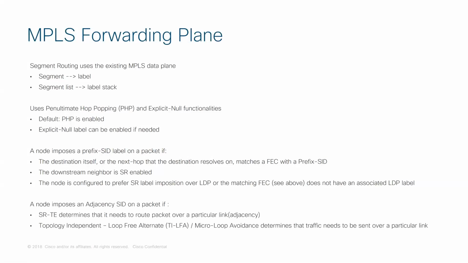A node imposes an adjacency SID if it needs to send a packet over a particular adjacency, ideally when it is not part of the best path. If it's part of the best path, no need to put it. Directly put the node SID.